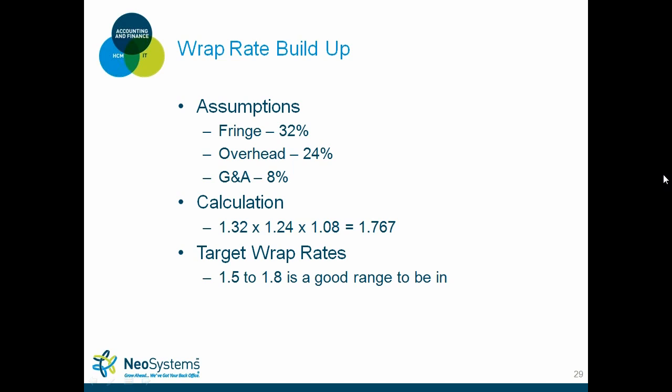For intel work, you probably need to be a little bit below or right around 1.5. For housing and urban development type work, a higher range is okay, but a pretty good range to be in is 1.5 to 1.8.